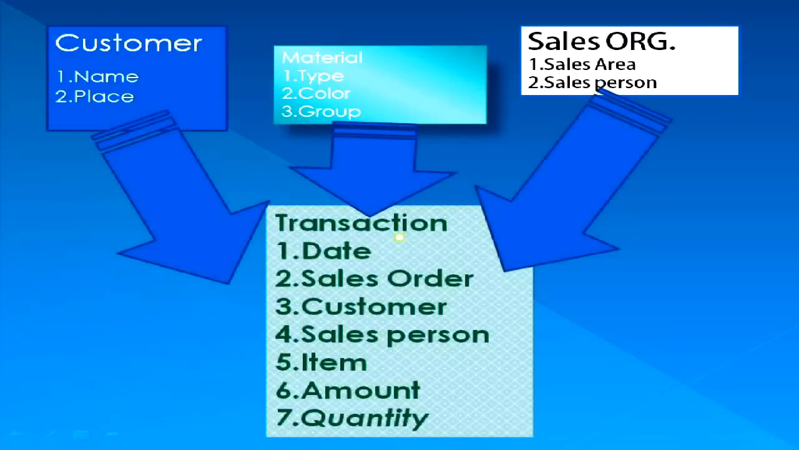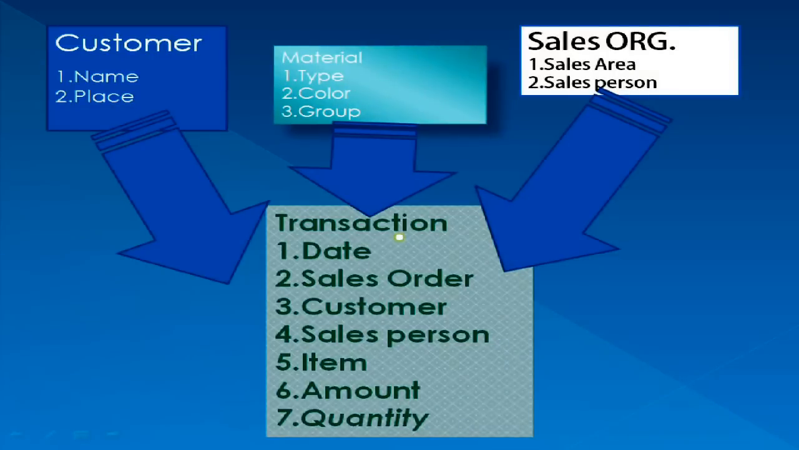We've got the customer, we've got the material, we've got the sales organization, and we've got the properties that follow from them. So we're going to take customer name, place, and type, color, group, sales area, and salesperson. We've got a table, and we take the attributes, whatever is important, and we're going to be putting them in the table. That's what we call the fact table.